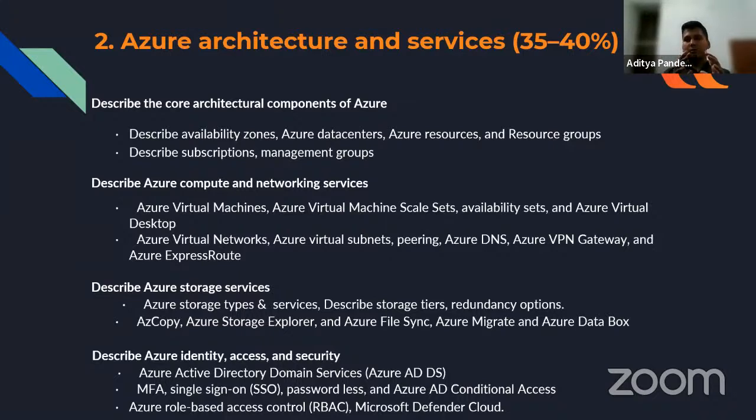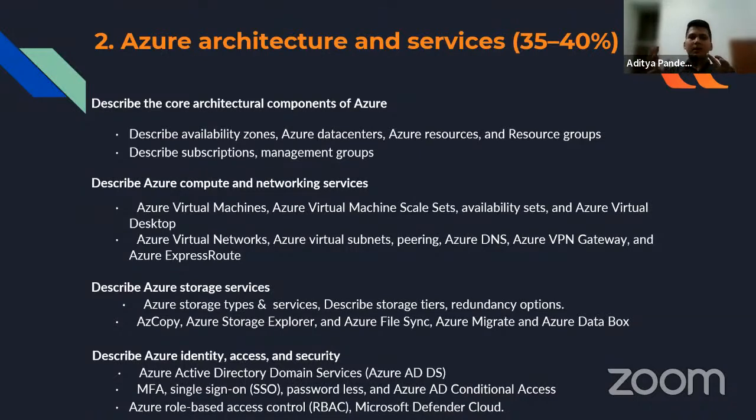This is called resource group. Resource group is like a folder in Azure, right? Just understand it simply. It is like a folder in Azure where all your services will be organized. Okay. The second thing which the Azure Architecture and Services topic covers is Azure Compute and Networking Services.